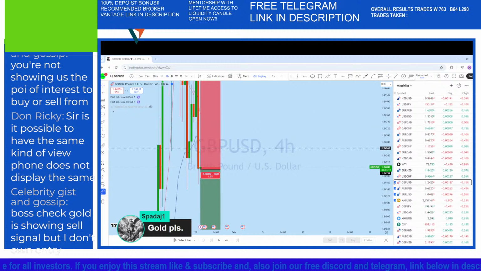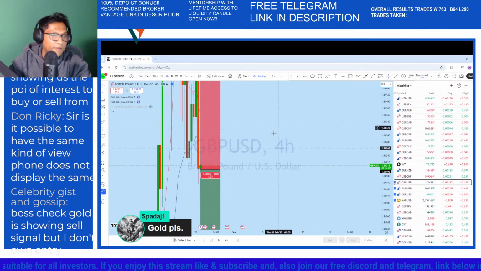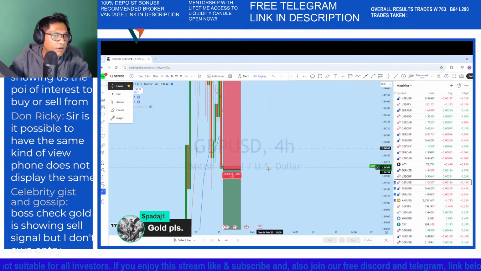So in that area, guys, I just had a little bit of disconnection. So yep, here is what we can see on GBPUSD.